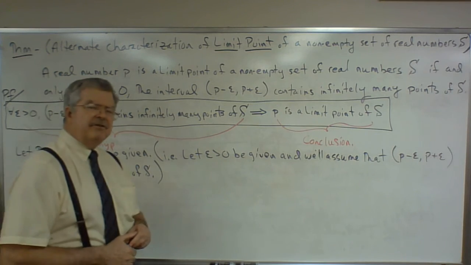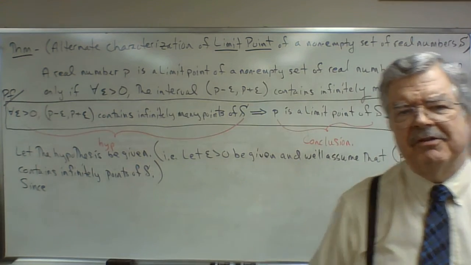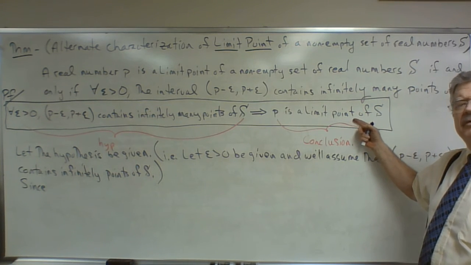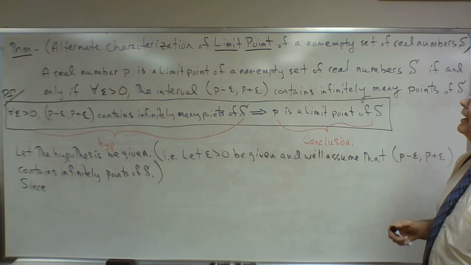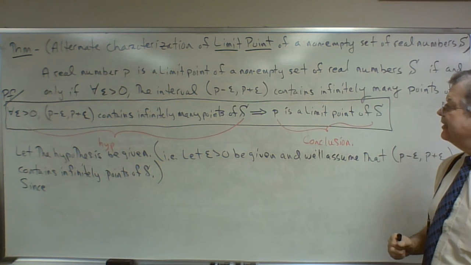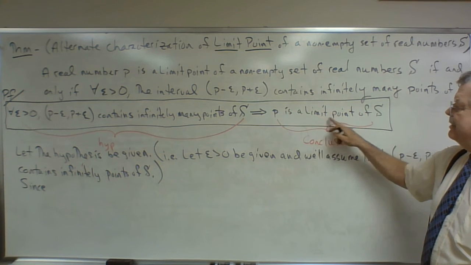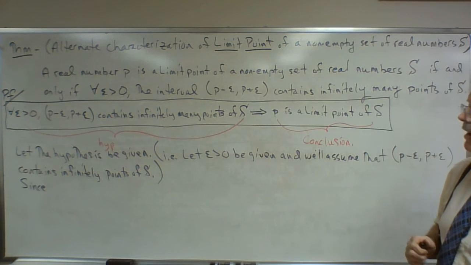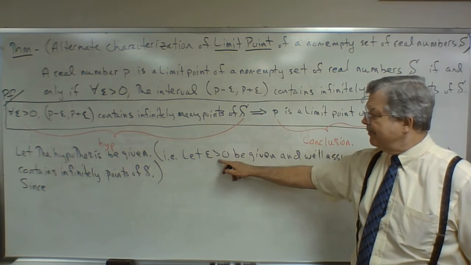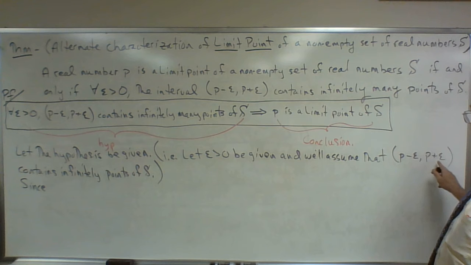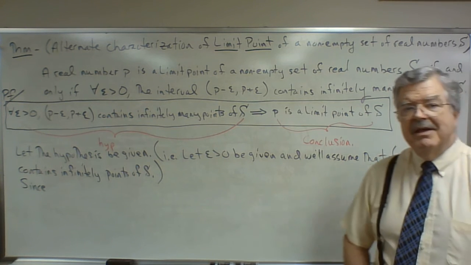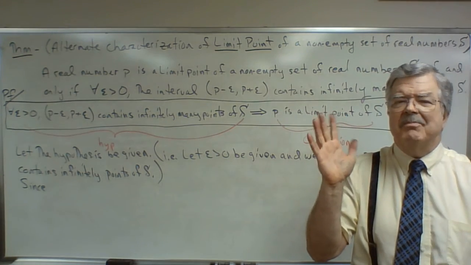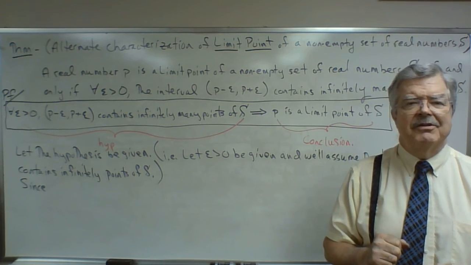Now let's see, what am I trying to show? I'm trying to show that P is a limit point of S. Now, according to the definition of limit point of a non-empty set of real numbers, and by the way, we're assuming that S is non-empty, what it means for P to be a limit point of the set S is that for every epsilon greater than 0, the interval (P minus epsilon, P plus epsilon) contains a point of S other than P. One point, only one point, at least one point of S other than P.